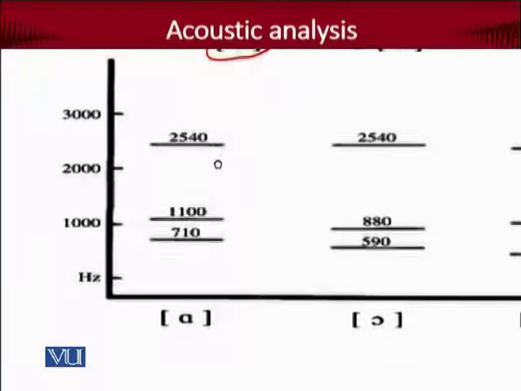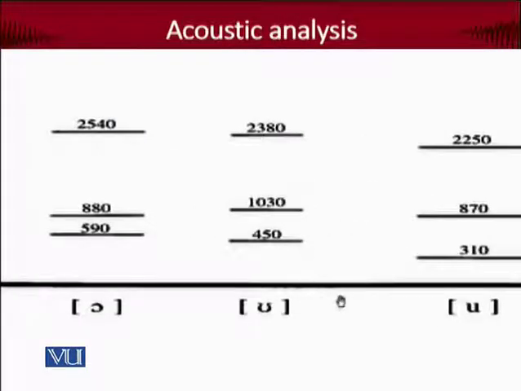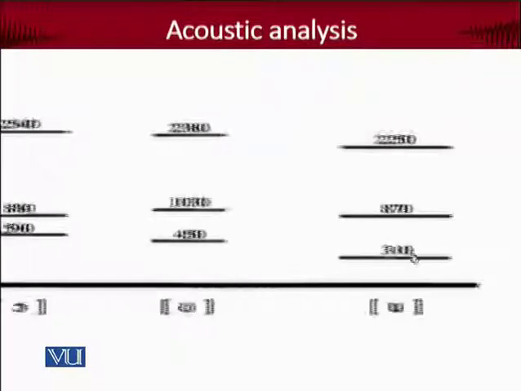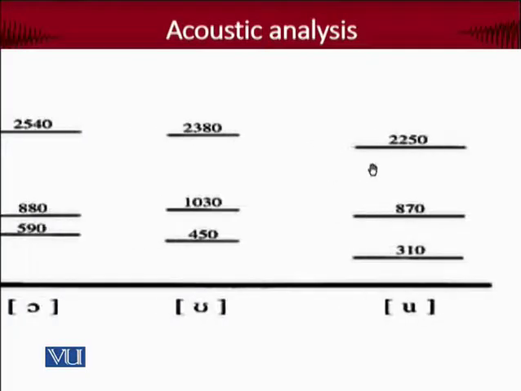And then 2540 F3 for this half-rounded vowel, the hard vowel. 590 is F1, 880 F2, 2540 F3. And for our second last sound, which is o, 450 is the F1, 1030 F2, 2380 F3. And for our high back vowel, u, and you can compare how much higher it is than o, right? 310 is the F1 value, 870 is F2, and 2250 is F3, right?